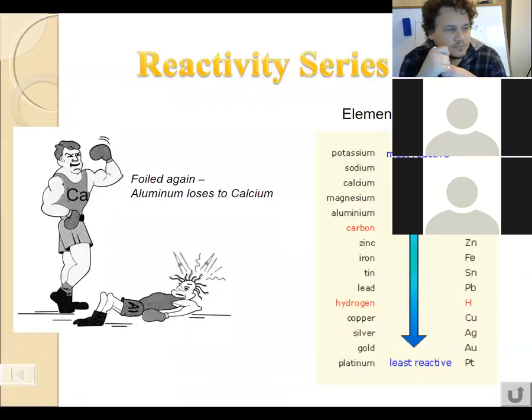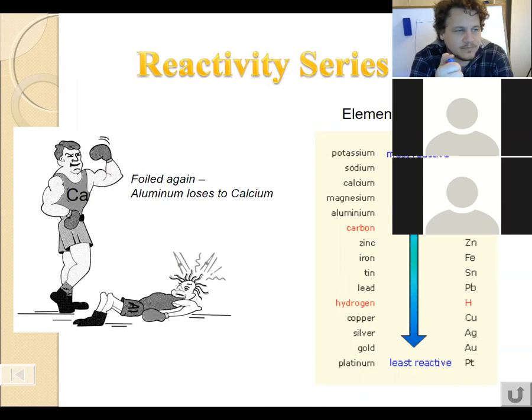So this is the reactivity series. The least reactive: gold, platinum, silver, copper, hydrogen, and then it goes up to potassium, sodium, and fluorine is at the top of that. Don't know why it's cut off.